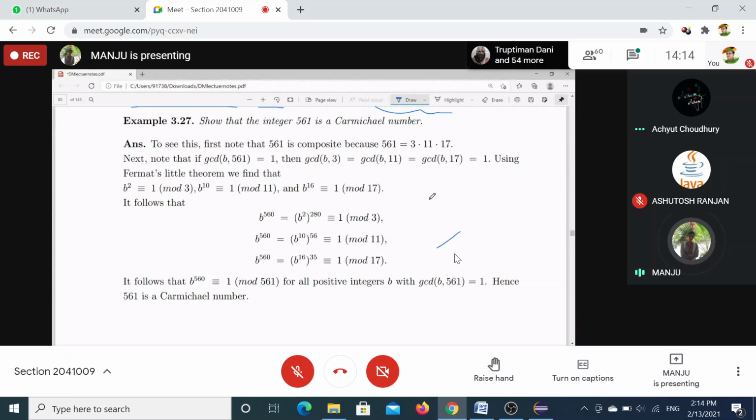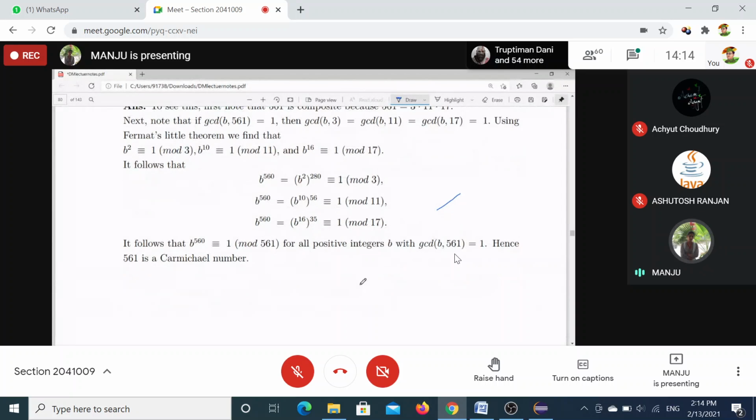Okay. So in modulo 5, if I ask you what is the value of this one, then you'll go for modular exponentiation, right?